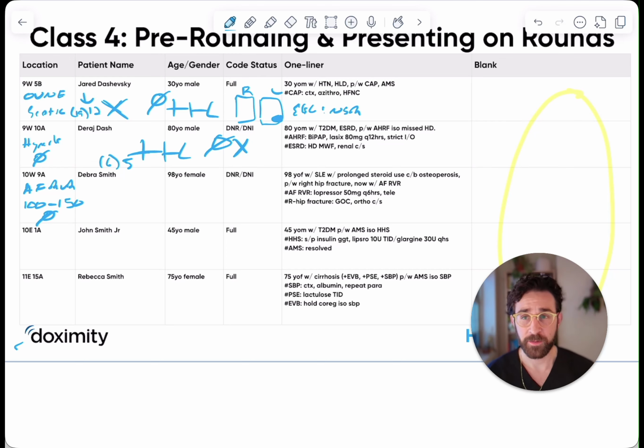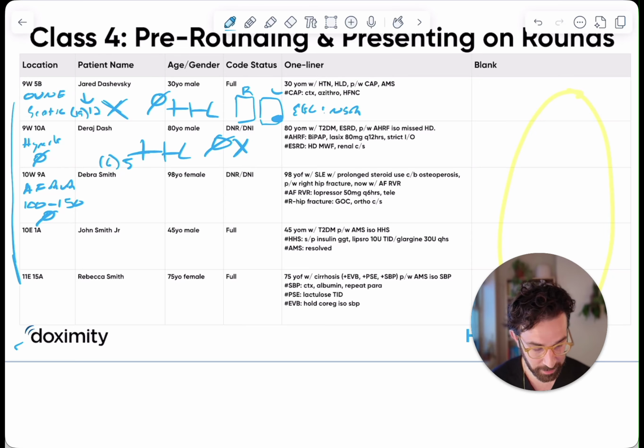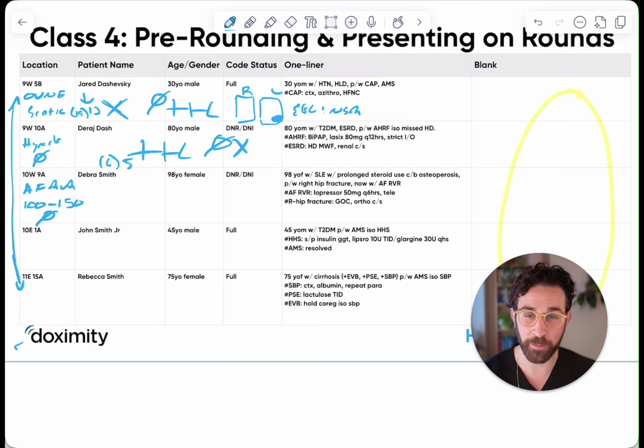And like I said, when you start rounding, you're going in either this order or reverse order. You don't want to backtrack. Backtracking is very inefficient. So start on 9 West 5B, see all the patients on 9 West, go up the stairs, go to 10 West, then after 10 West, you cross over to 10 East, and then go up to 11 East. Some hospitals are not geographic, like the one where I train at, so you're really running all over the place while you're rounding.